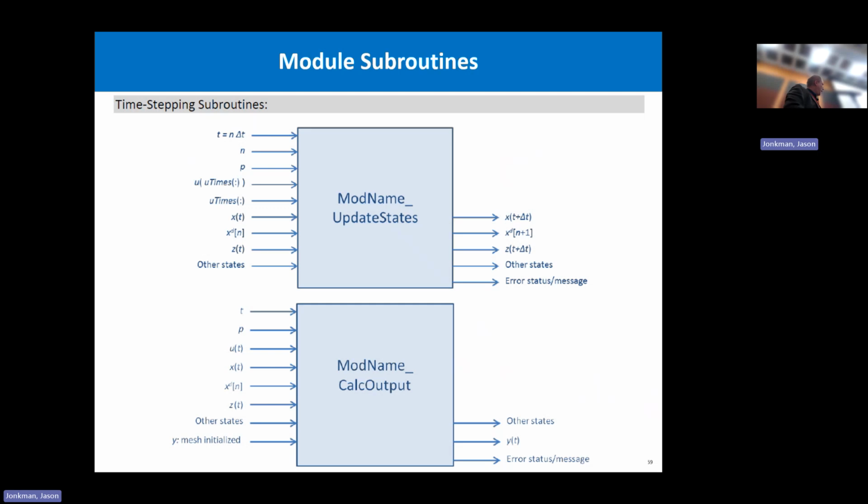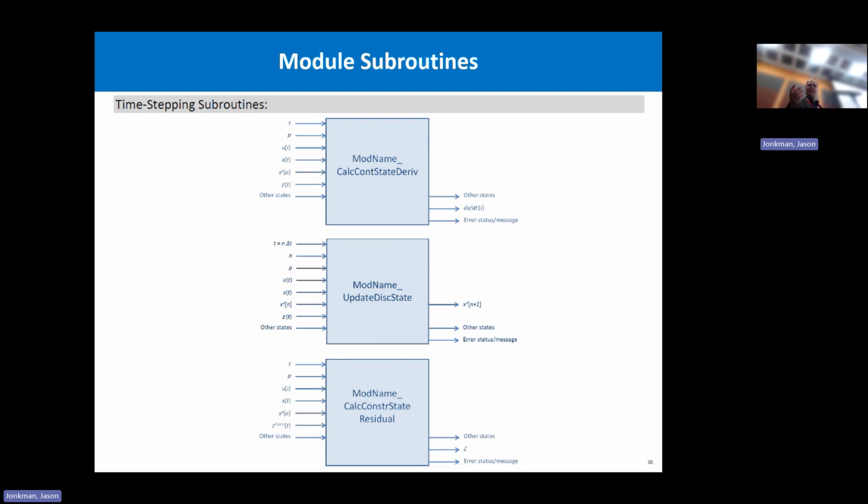So the calc output routine is the other one that we'll call every single time step. It's an algebraic solve. Given everything at the current time step, give me that output y at that time step. So again, you can hopefully now picture all these millions of lines of code. What's initialization? What's an update state? What's an output solve? That's how we always think about it in OpenFAST.